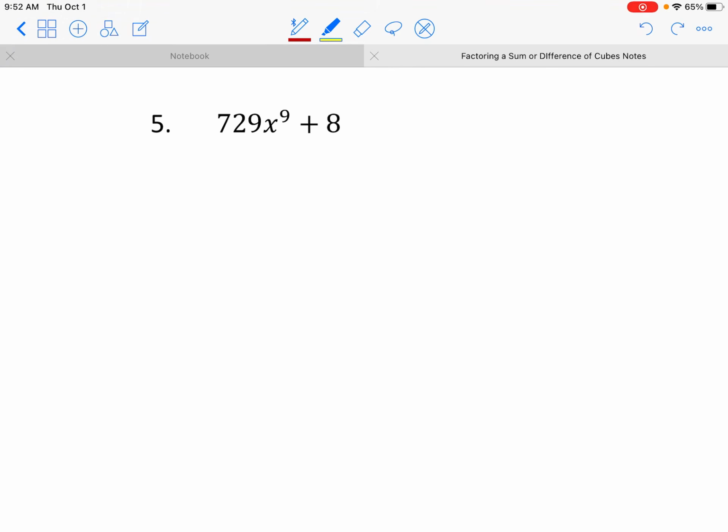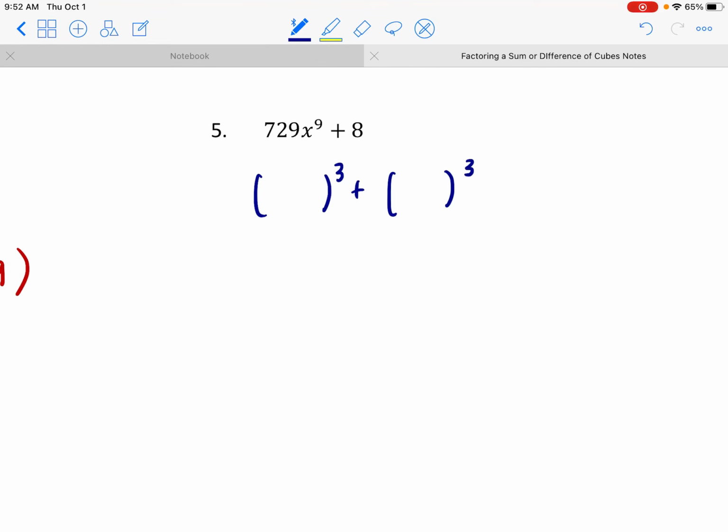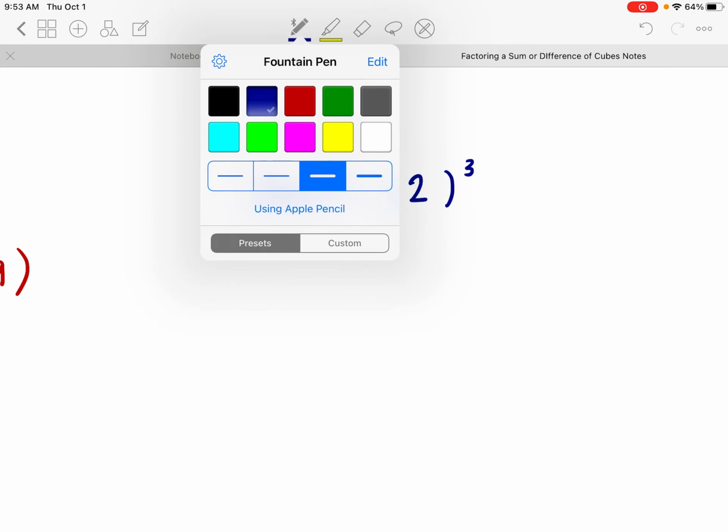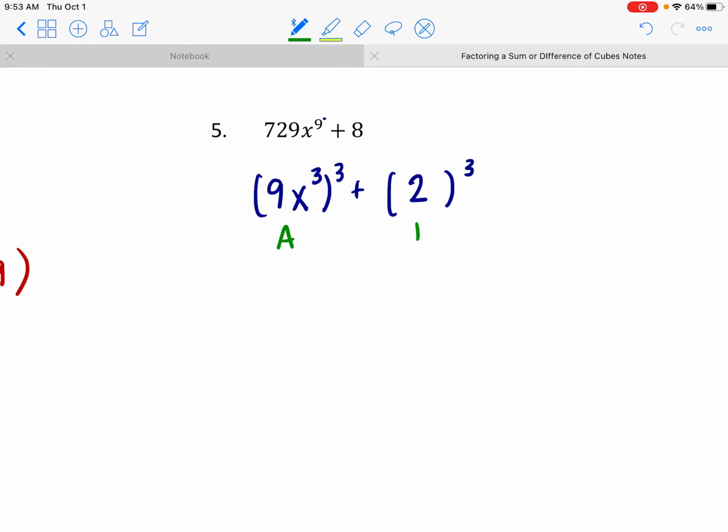All right, so let's try this last one just using the formula. Whether we want to use a formula or not, I got to figure out what I'm cubing to get each of these terms. What are we cubing? So 729, well, the cube root of 729 is 9. And then if I divide my exponent of 9 here by 3, that means there has to be an x cubed in here. And then the cube root of 8 is going to be 2. So if I'm thinking about my formula, this is like my a and my b. So a is 9x cubed, and then b is a 2.